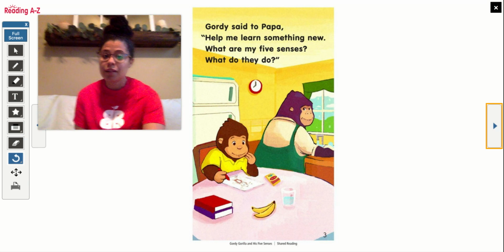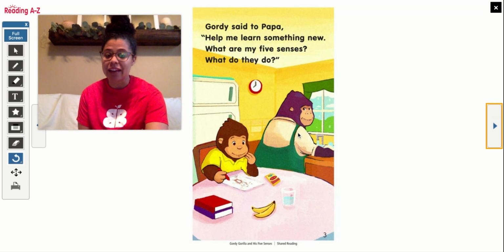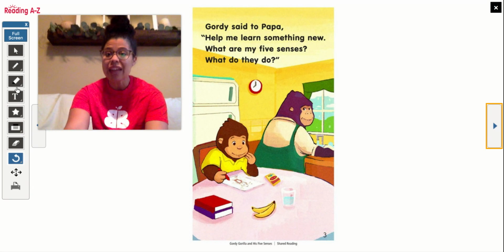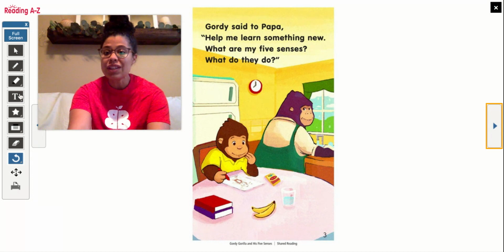That's right, it's Papa, Gordy's dad. So the main characters in this story are Gordy and Papa. Now that we know the characters in the story, let's talk about something else really important that readers should know. Readers should know how to identify when someone's talking in the story and what they're saying. We do that by looking for something really special called quotation marks.